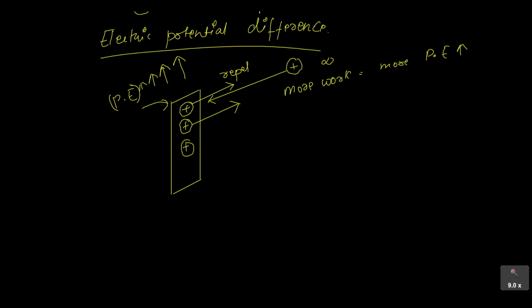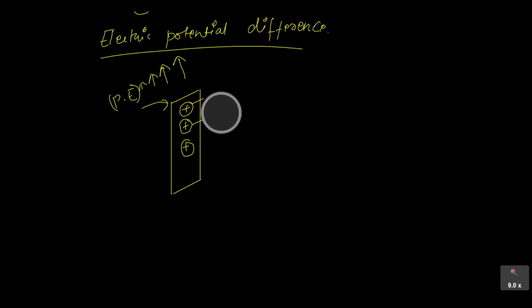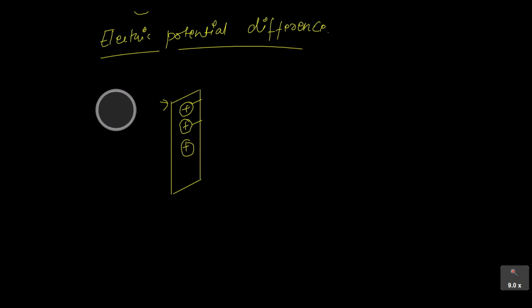Okay, now let's remove all these things. We have understood that to bring charges we have to do work, so the more charges I bring, the more work and the more potential energy. Now I will bring another conductor, which does not have any charge at all.